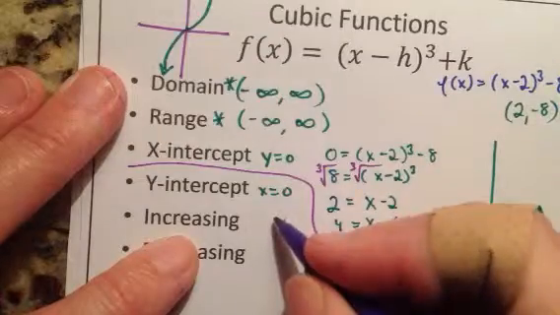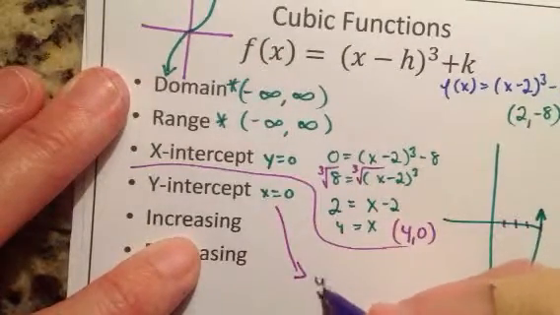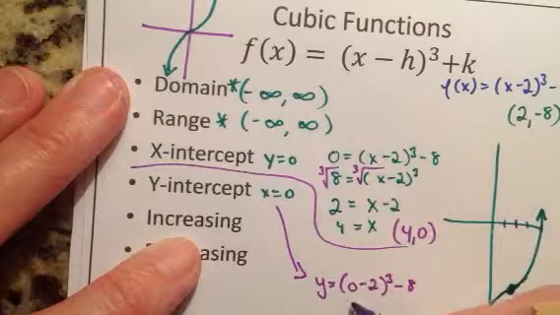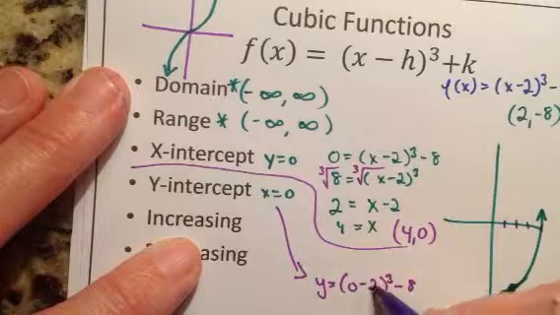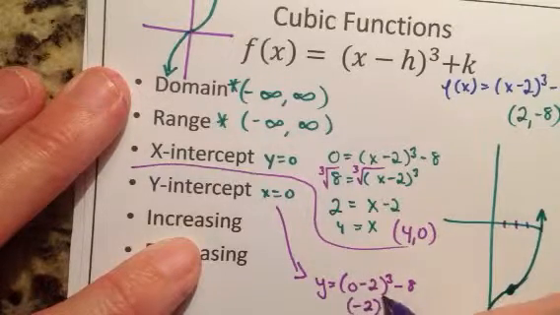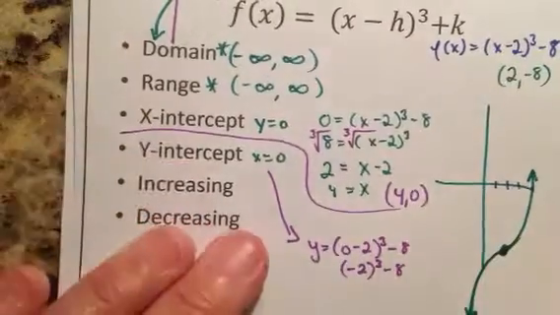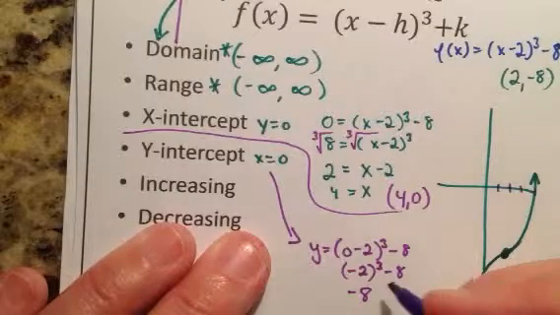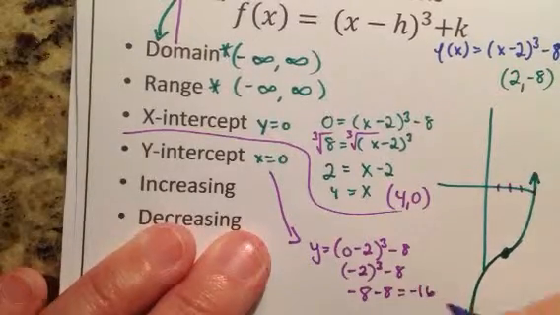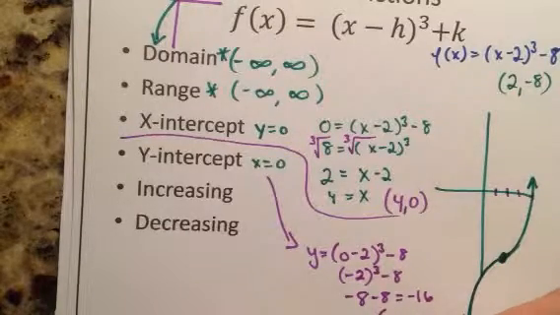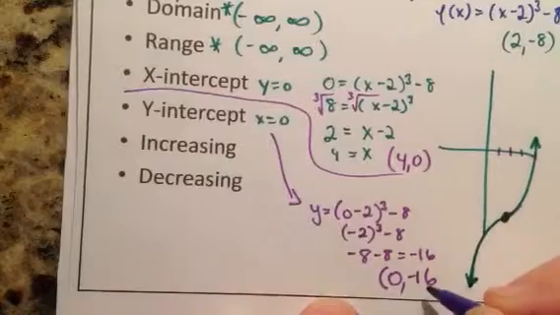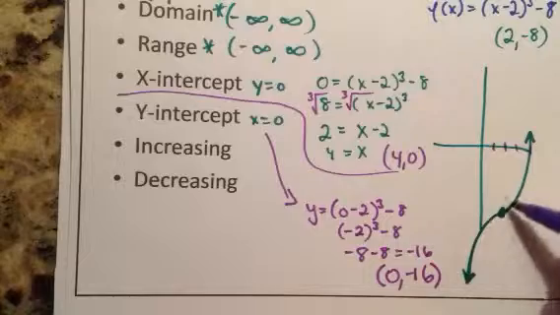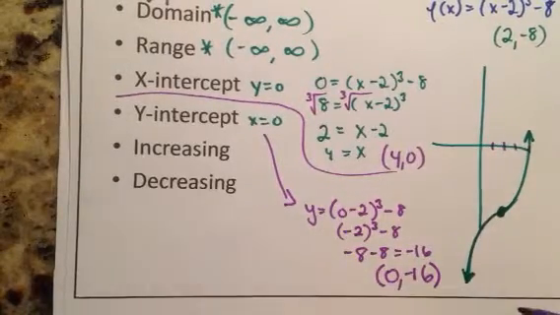And then for the y-intercept, I plug 0 in for x. So I'm going to have y equals 0 minus 2, cubed, minus 8. So this is going to be negative 2 in parentheses cubed minus 8. Well, negative 2 cubed is actually going to be negative 8, because negative times negative is positive, times another negative is negative. Minus 8 equals negative 16. So my intercept is going to be 0, negative 16. Actually, I should have probably swung it down a little bit harder, but it's going to be way down here on the y-axis.